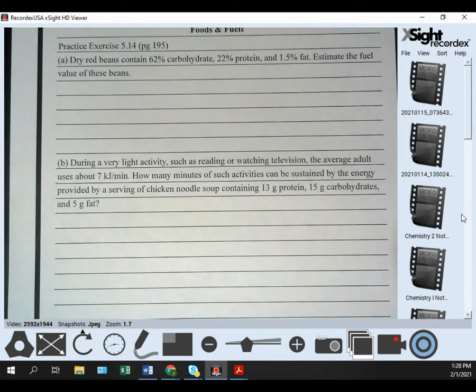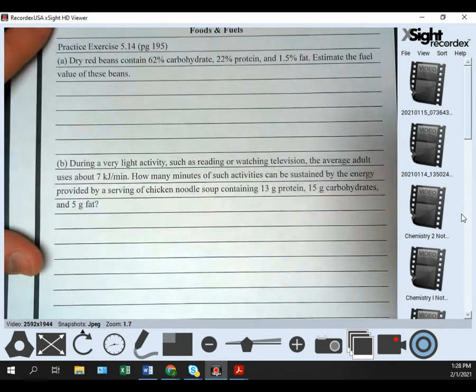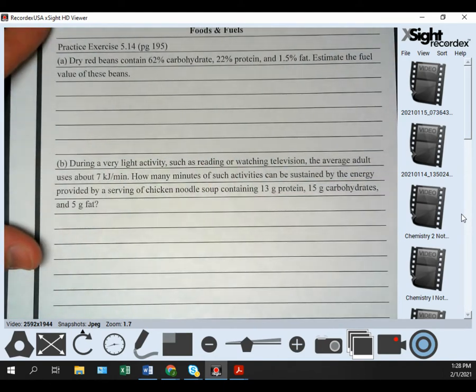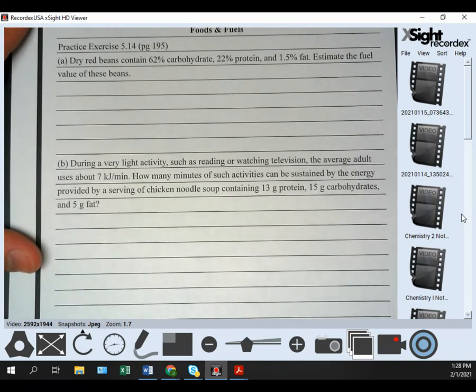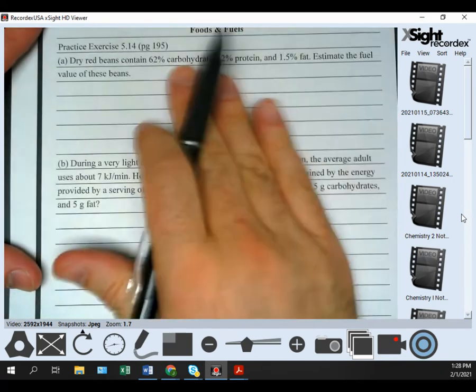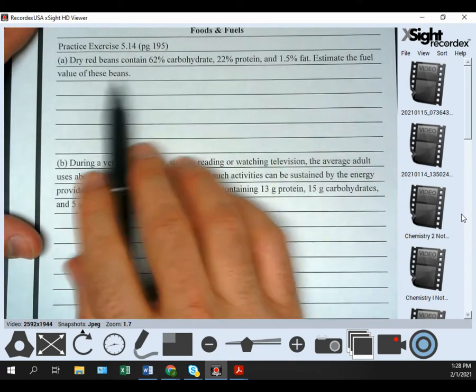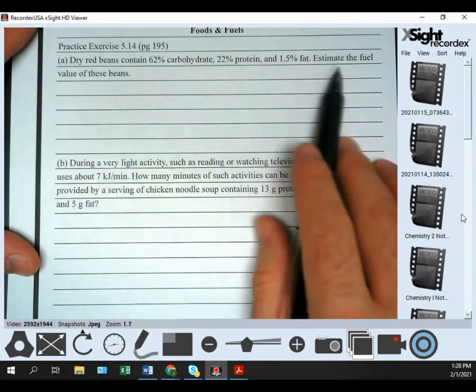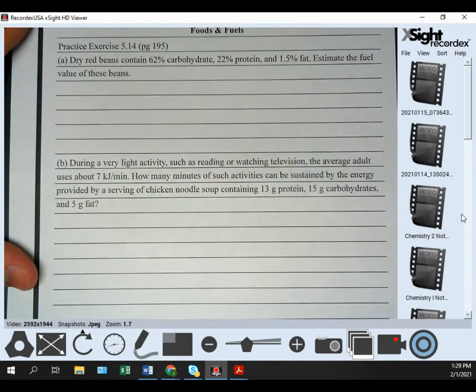Yeah, good. There's other stuff in food, right? So if you've got a problem like this and they're giving the percentages and it doesn't add up to 100, don't freak out. That's realistic. There are other substances in there that are not those things. So that's totally fine. They give us the percentages, then they want us to estimate the fuel value of the beans, right?